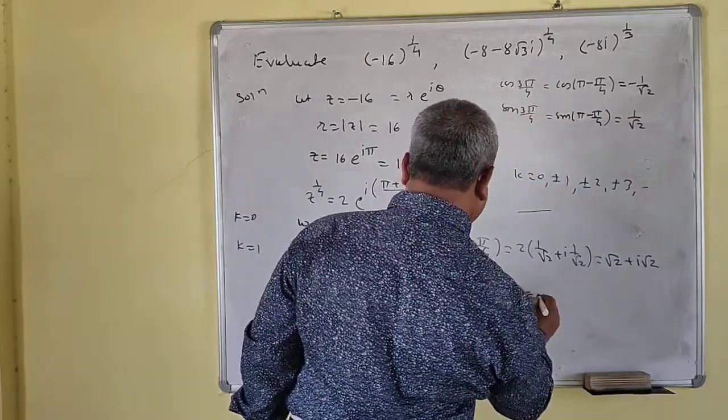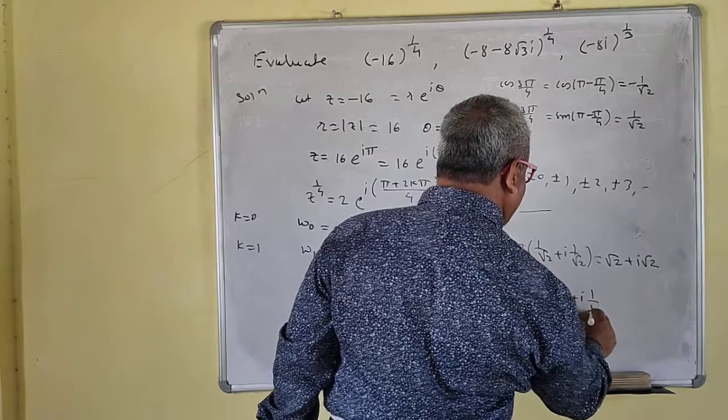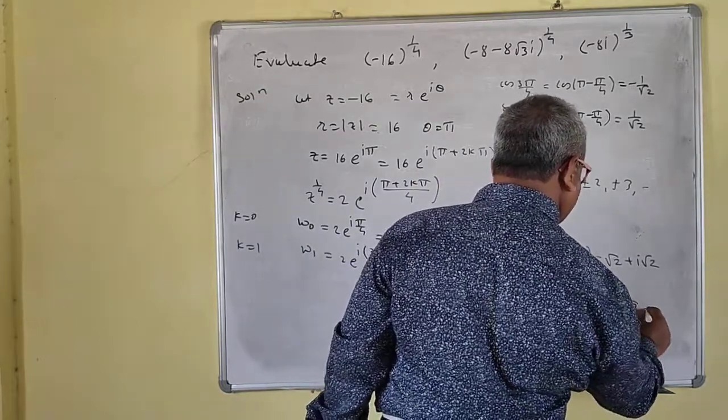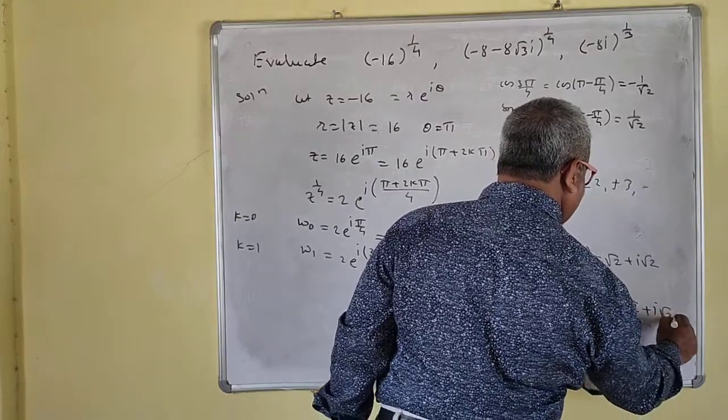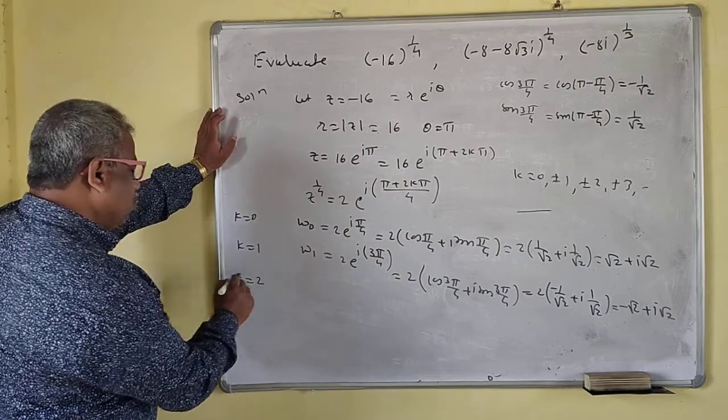So we write the value of this one. 2 cos is what, minus 1 by root 2 plus i 1 by root 2. So this is minus root 2 plus i root 2. Okay, so now we'll put k is equal to 2.